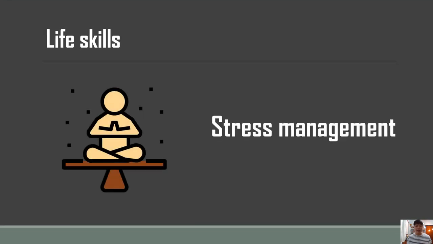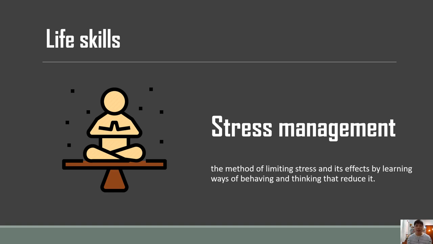And maybe this is the last one for life skills: stress management. So this is the following result from emotional intelligence. It means the method, you know the word method. Method here means the way, or the approach of limiting stress and its effects by learning ways of behaving and thinking that reduce it, okay?